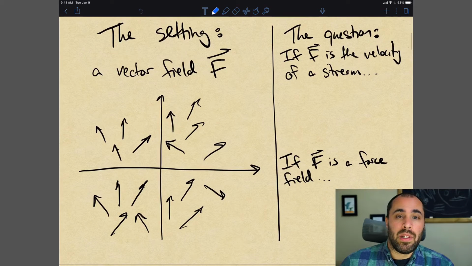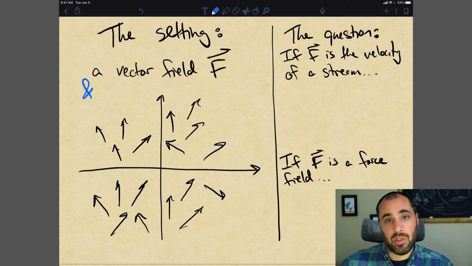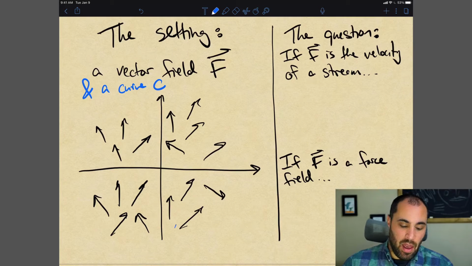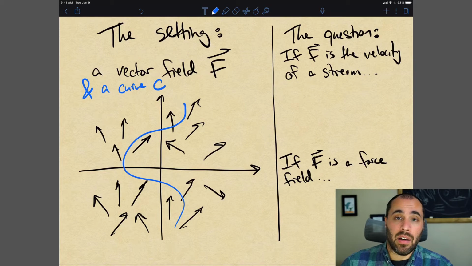So when we talk about a line integral through a vector field, well, we'll start with a vector field. That's the thing we can imagine we're integrating. And we integrate along a path or a curve or a line. We'll call that C.